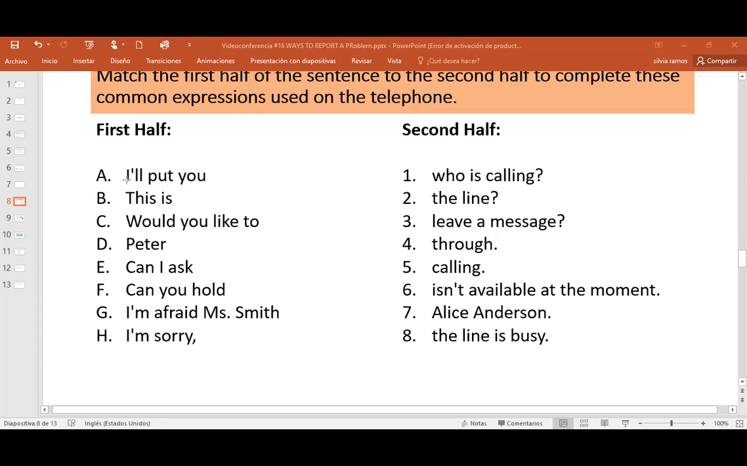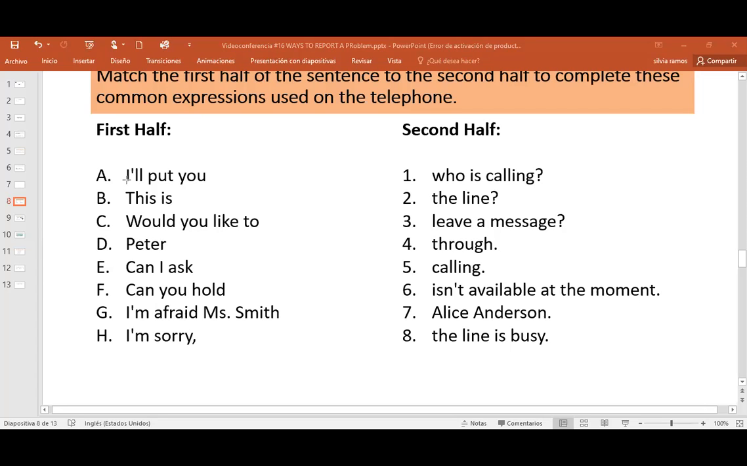I'll put you. Mm-hmm. La pronunciación de you es la misma siempre, Alexis. Ah, es que no lo sabía. I put you. The line is busy. It's busy. I put you, the line is busy. No. I put you, Alice Anderson. I'll put you, Alice Anderson.